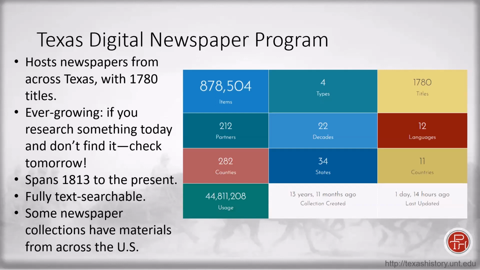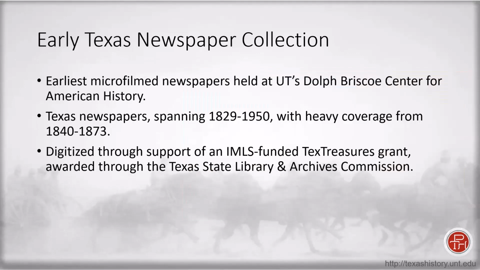Some newspaper collections have materials from across the state, which, like I said, the newspaper from 1813 is part of as well. Our earliest microfilm newspaper is held at the UT Dolph Briscoe Center for American History. Texas newspapers specifically span from 1829 to 1950, with heavy coverage from 1840 to 1873.